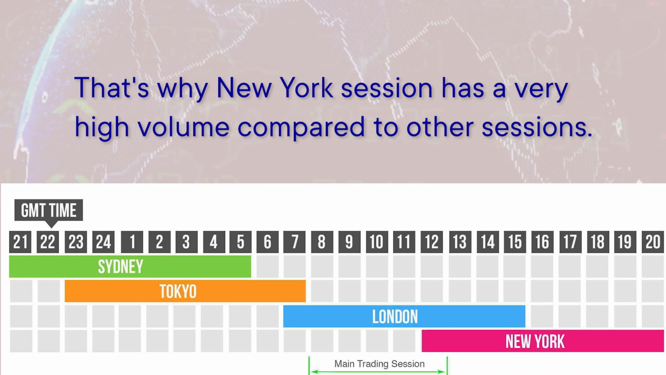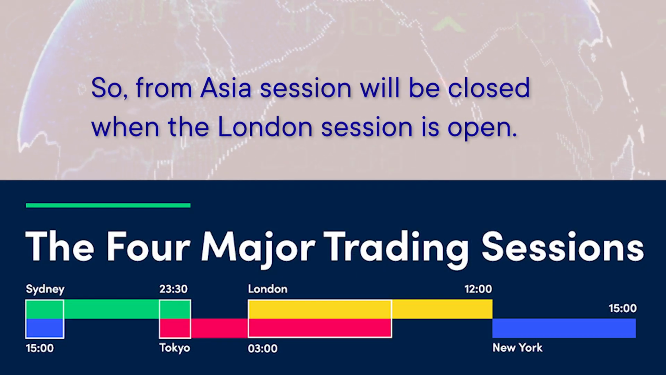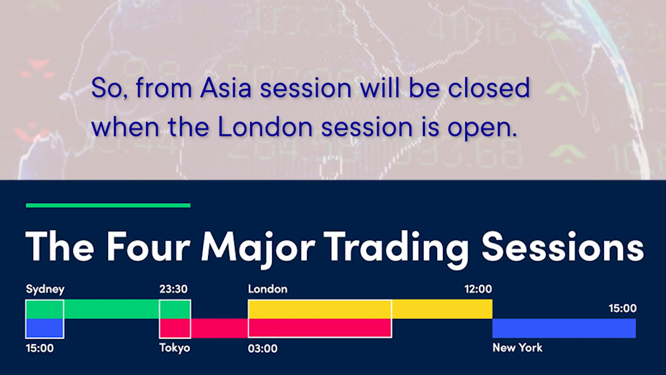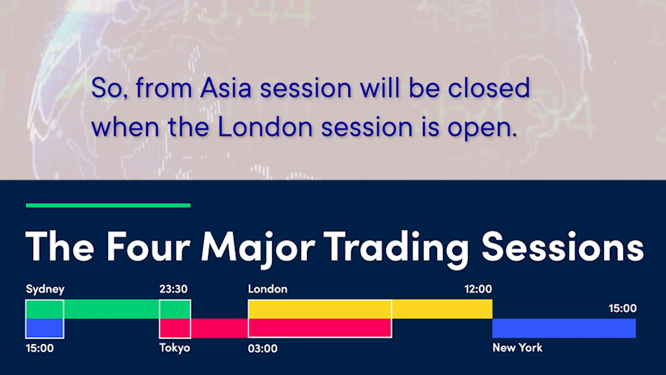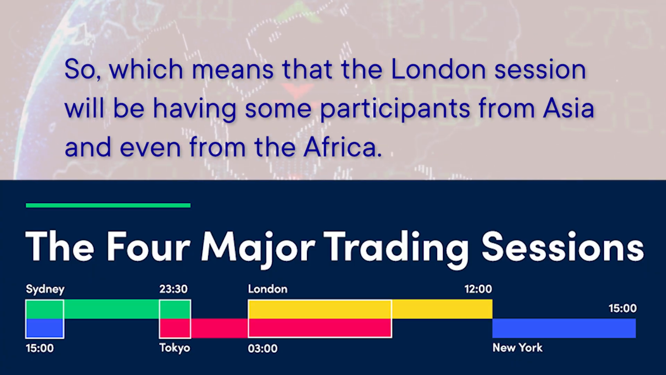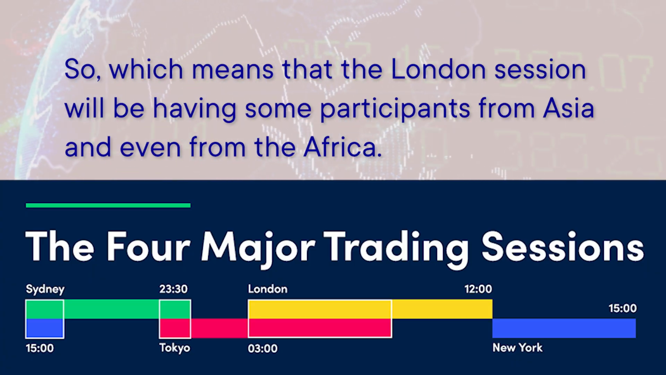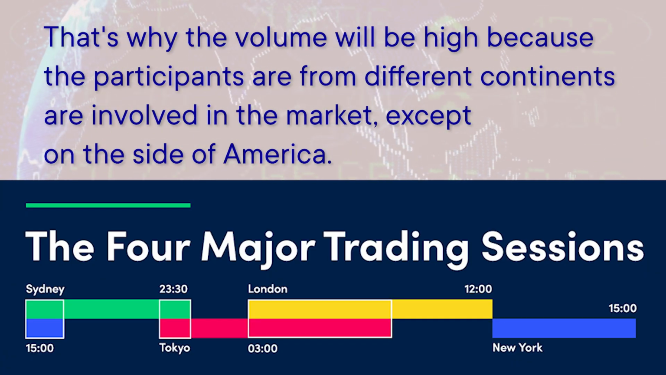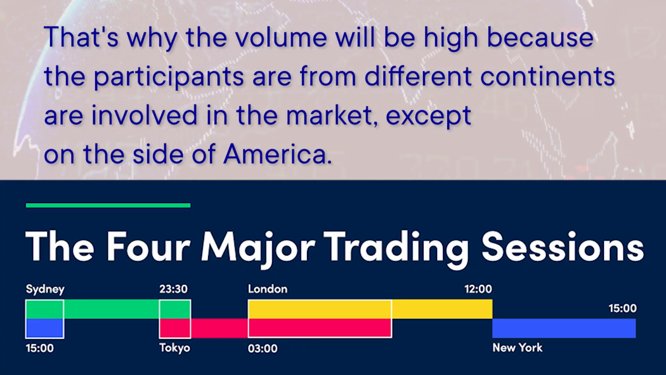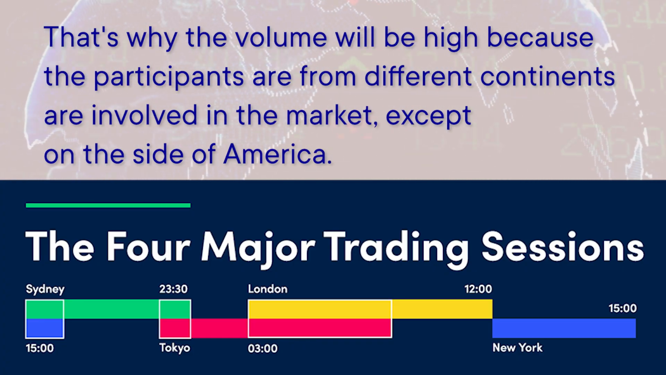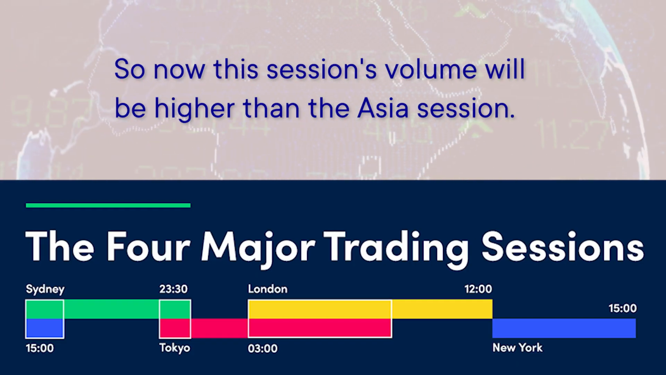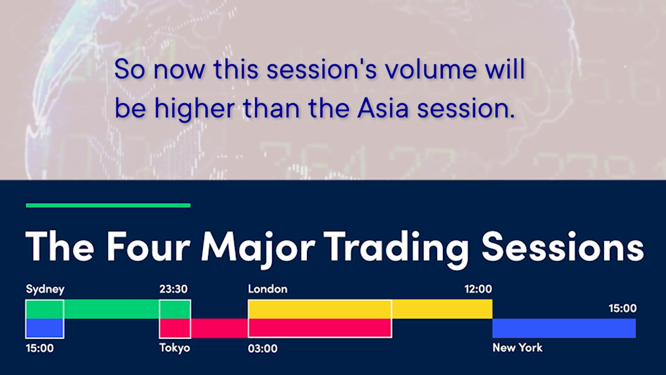So let me just go back and talk about the Sydney or Asian session. The Asian session will be closed when the London session is open, which means that the London session will have some participants from Asia and even from Africa. That's why the volume will be high, because participants from different continents are involved in the market, except on the side of America. So this session's volume will be higher than the Asian session.